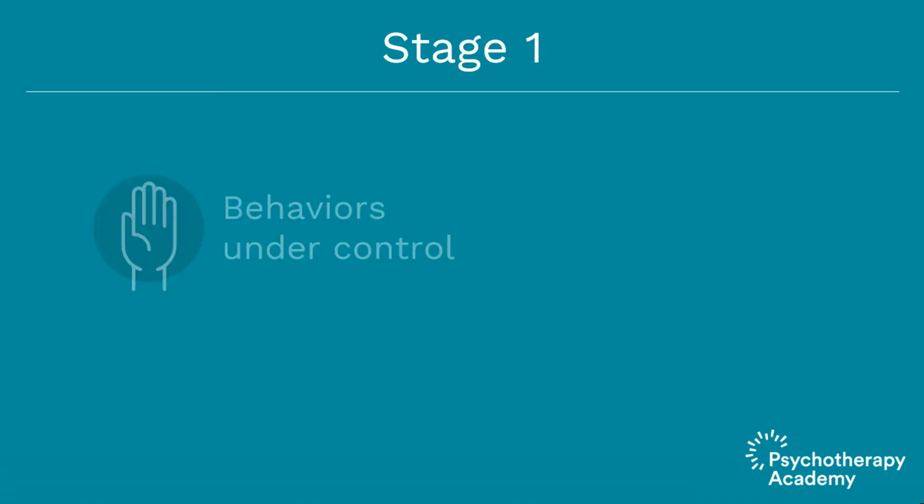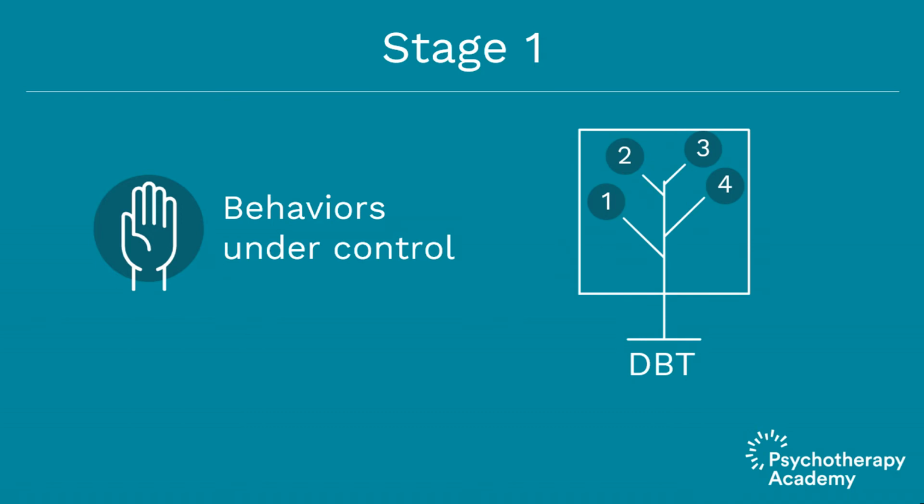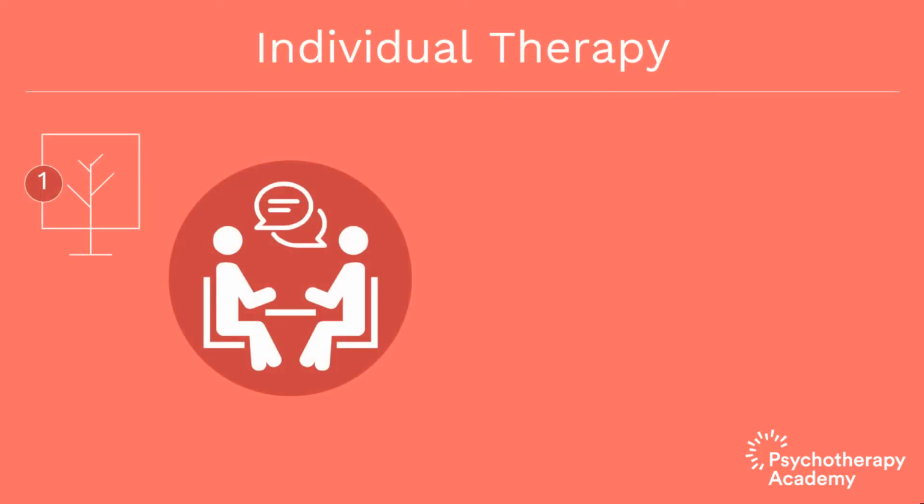Once pre-treatment has passed and the agreements are signed, the patient would enter into stage 1. Stage 1 is the most well-known phase of DBT. It's the one that's most talked about, and it involves getting the patient's behaviors under control. There are 4 modes in DBT. One involves individual therapy.